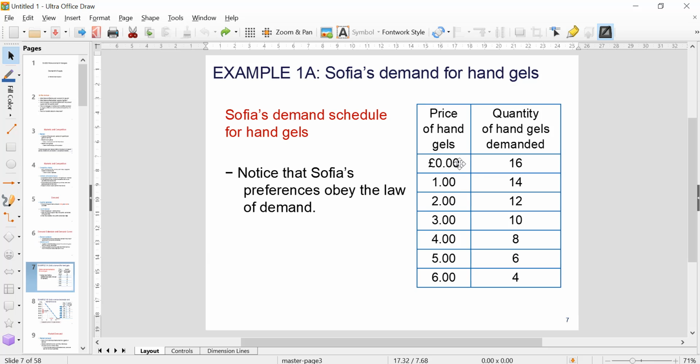When the price is, basically, if this product is free, Sophia would like to buy 16 bottles of hand gels. As the price increases, the quantity demanded decreases. At the highest price of £6 per bottle, Sophia would like to buy 4 bottles of hand gels, holding everything else constant. We assume that no other products that are substitutes or complements, or anything that would affect the demand for this product, change their prices.